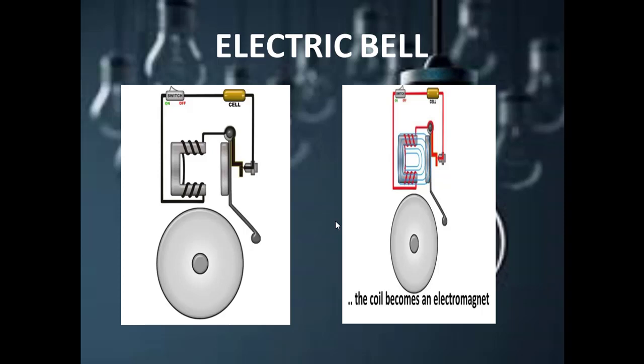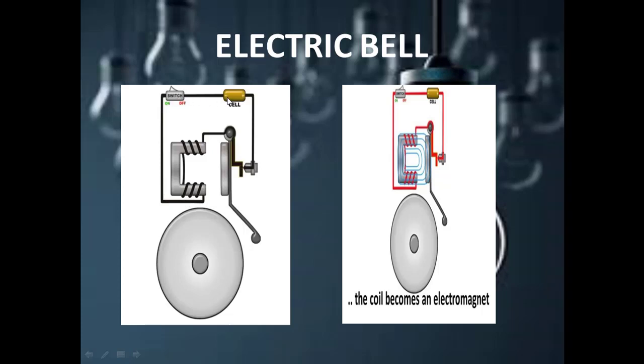Next comes the electric bell. In this electric bell, you can see a horseshoe shaped magnet. This is the structure of an electric bell. Here, on top of this horseshoe shaped magnet, you can see a thin wire coiled over it. It is wound over the horseshoe shaped magnet and it passes to the switch.